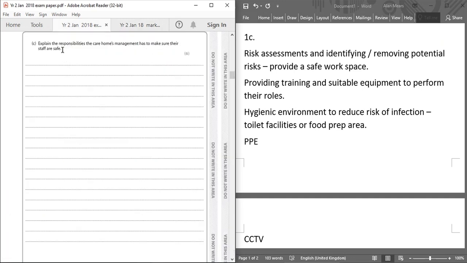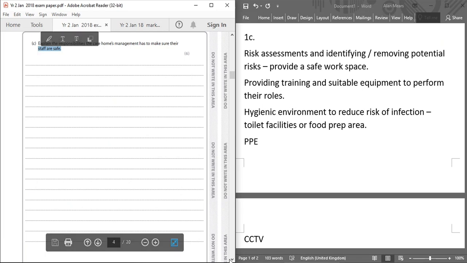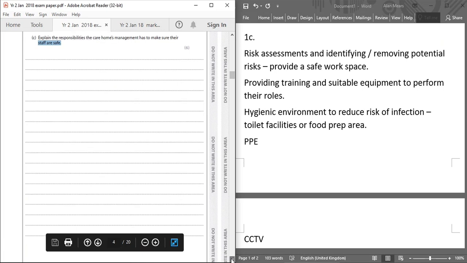So in this case, to make sure the staff are safe. It doesn't mention service users, and sometimes these questions can be quite confusing. So do think about making sure you've read it properly.